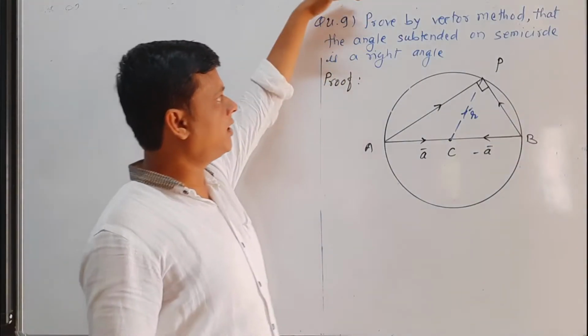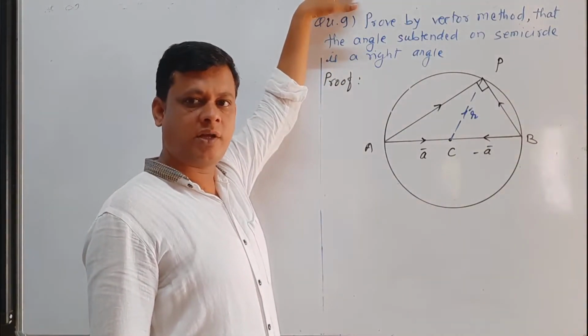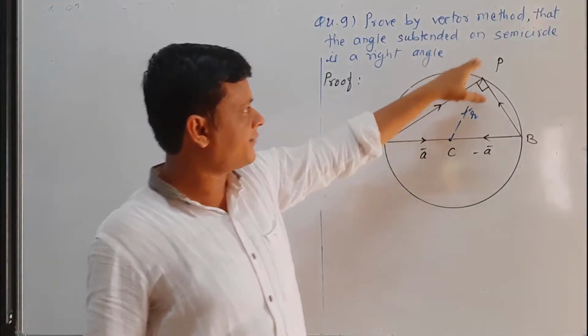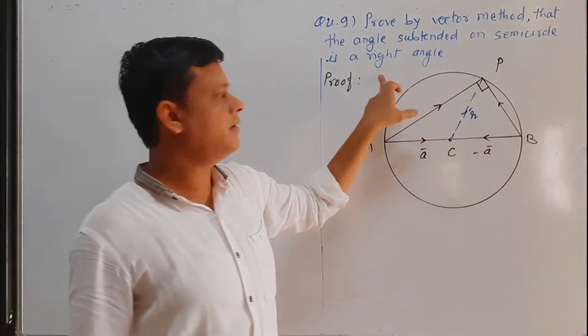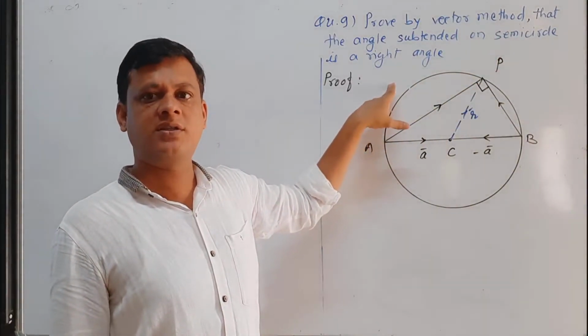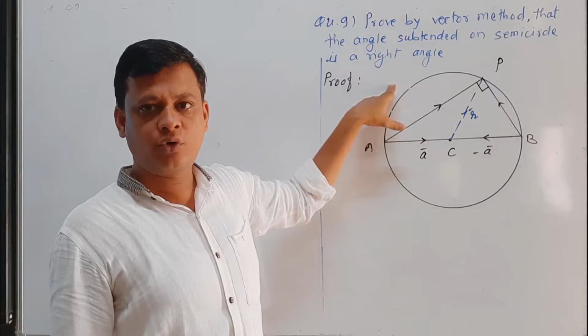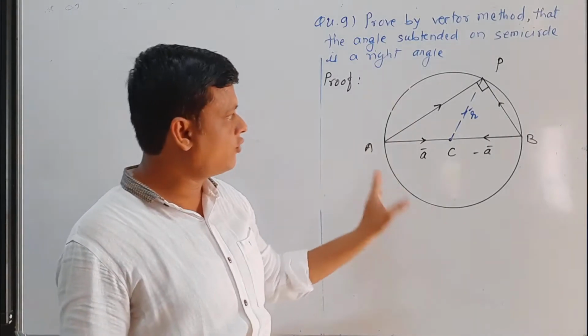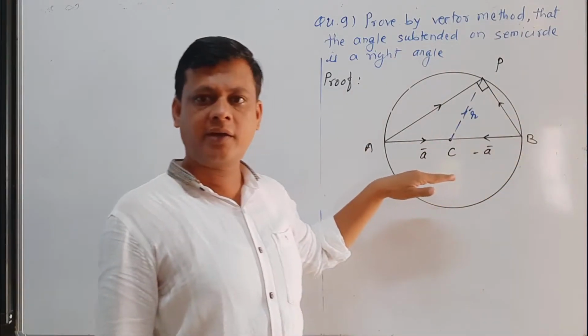Now see question number 9 from exercise 5.3. Prove by vector method that the angle subtended on semicircle is a right angle. Actually this type of theorem you already proved in class 10, but by using Cartesian form. Here we have to prove that by using vector form.